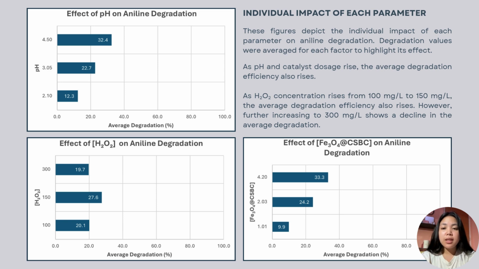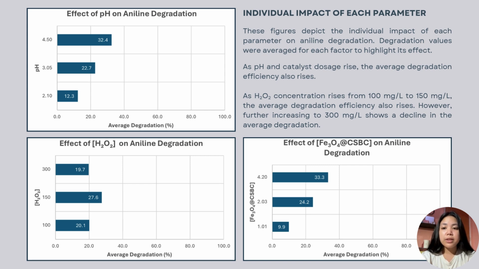Next, we ran 27 experiments using different combinations of pH, hydrogen peroxide concentration, and catalyst dosage. As discussed earlier, the values were selected based on optimal ranges from similar studies. To isolate the effect of each parameter, we average degradation values across each level while holding the others constant.